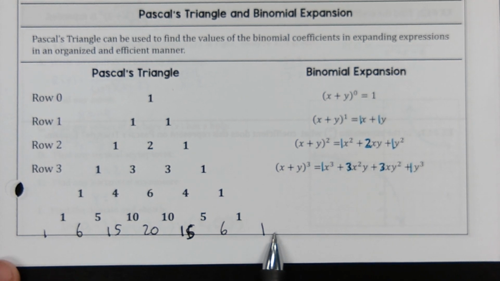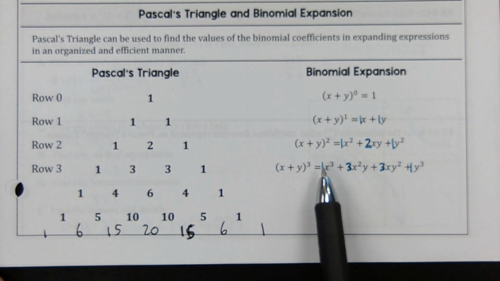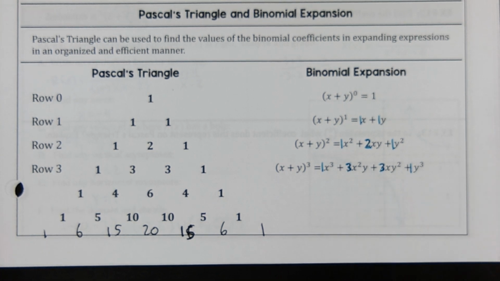These numbers are called the binomial coefficients because they're the numbers that would sit in front of the expansion.